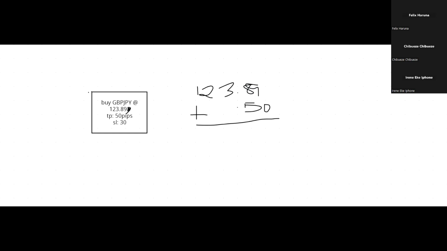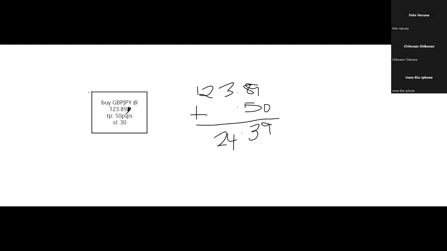Okay, so now let's do this arithmetic. 9 plus 0 is 9. 8 plus 5 is 13. Carry 1. Now that we have 13, we put the dot here, that is the decimal point, and carry 1 to meet this 3. So 3 plus 1 is 4. Then you bring back these 2 and 1.